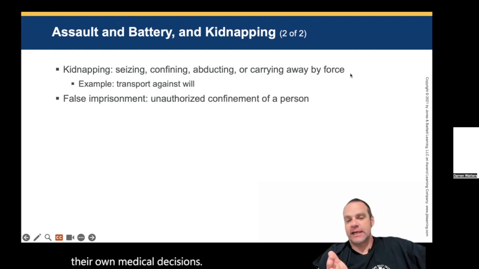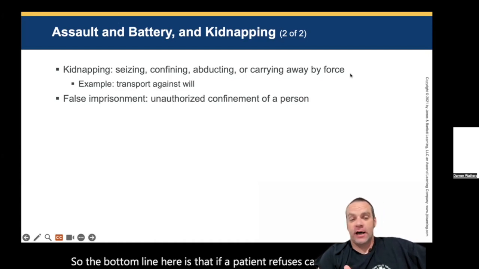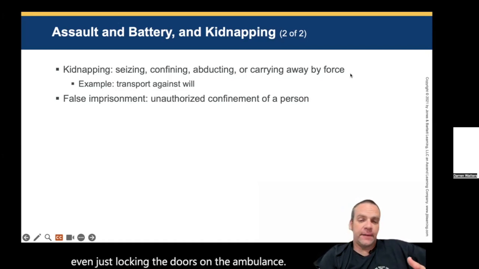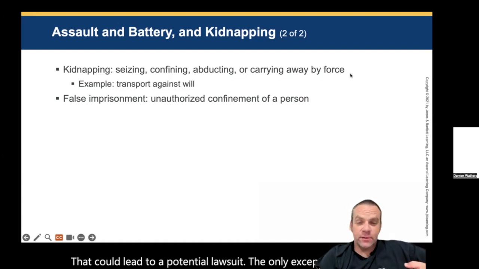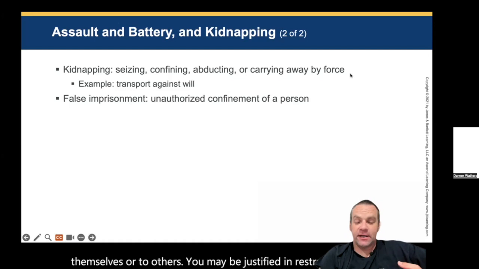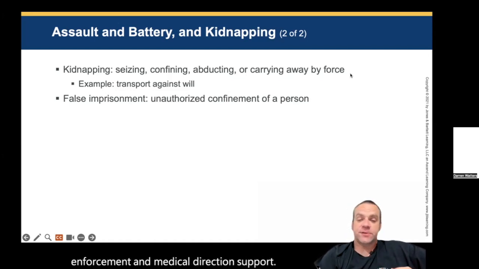So the bottom line here is that if a patient refuses care and they're competent, you have to let them go. Holding them against their will, even just locking the doors on the ambulance, could lead to a potential lawsuit. The only exception is if the patient is mentally impaired, suicidal, or poses a risk to themselves or to others. You may be justified in restraining or transporting them, but again, it has to have law enforcement and medical direction support, because you need to have them on a psychiatric hold.